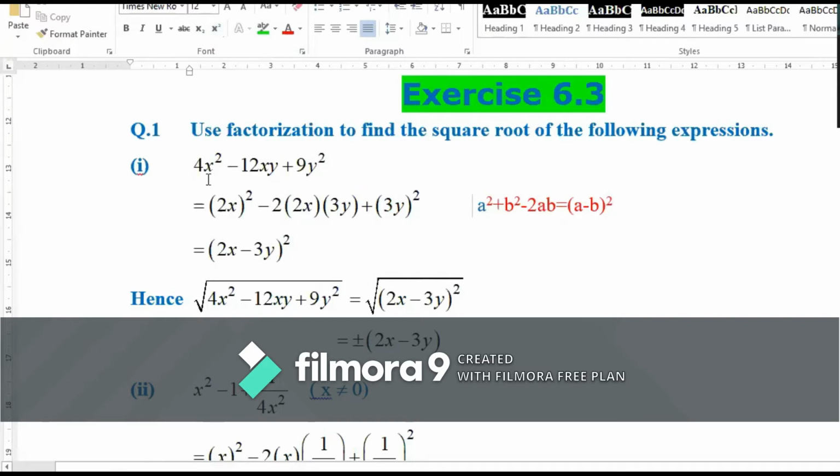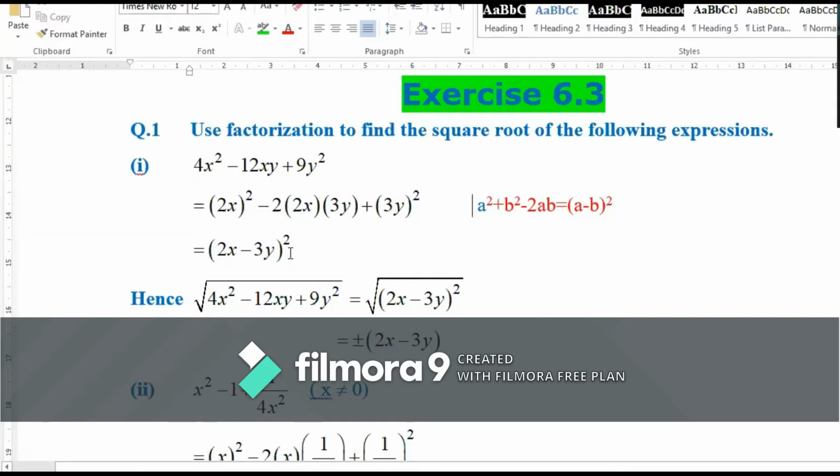So 4x square is written as 2x whole square, and 9y square is written as 3y whole square. Minus 2 times ab, where 2x is in place of a and 3y is in place of b. By using this formula, you will be able to write it as the square of two terms, 2x minus 3y whole square. So the first procedure is to convert the expression after factorization into a perfect square. You can see that this has become a perfect square.